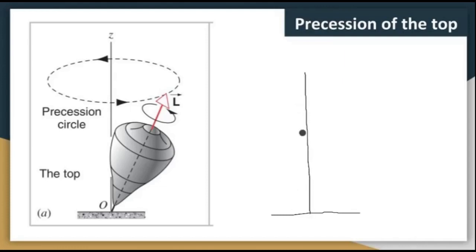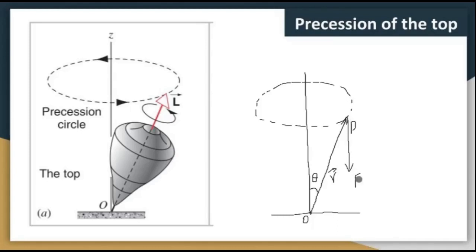Let's replace this top by a particle of mass m located at the center of mass of the top. Draw a position vector connecting the particle to the origin of our reference frame. The angle between the vertical axis and the position vector is theta. A downward force, that is, the gravitational force, acts on the particle. The magnitude of the gravitational force F is equal to mg.